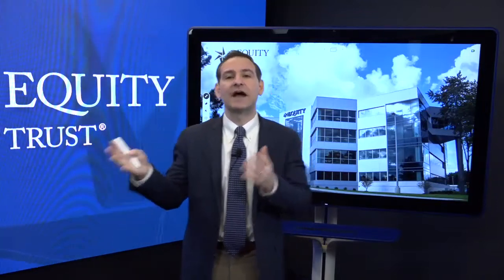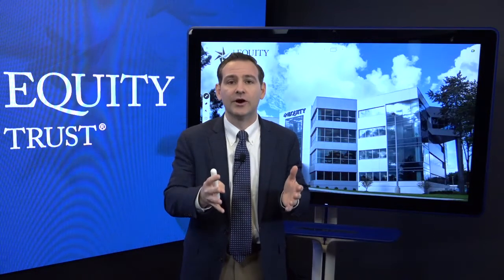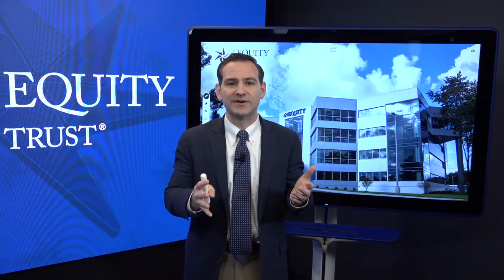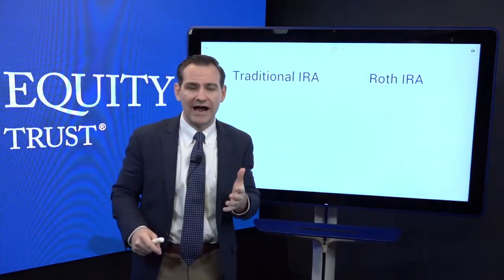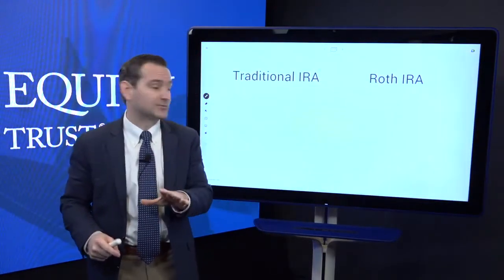And a self-directed IRA with a custodian like Equity Trust can enable you to go beyond just traditional stocks, bonds, and mutual funds. You can invest in a wide array of alternative assets such as real estate, gold and silver, cryptocurrency, private placement investments, oil and gas partnerships, and a wide array of other alternative investments. So let's get started in the difference between a traditional IRA and a Roth IRA from a tax perspective.